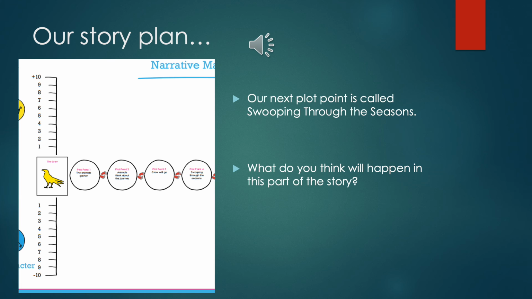So today it's going to be in the same style as it has been all week. There are going to be 3 parts to the lesson. I think you'll enjoy today's lesson actually as well. So we're going to go on to the next plot point today. Our next plot point of our story plan is called Swooping Through the Seasons. So have a think before you go on to the next slide. What do you think is going to happen in the next part of the story?